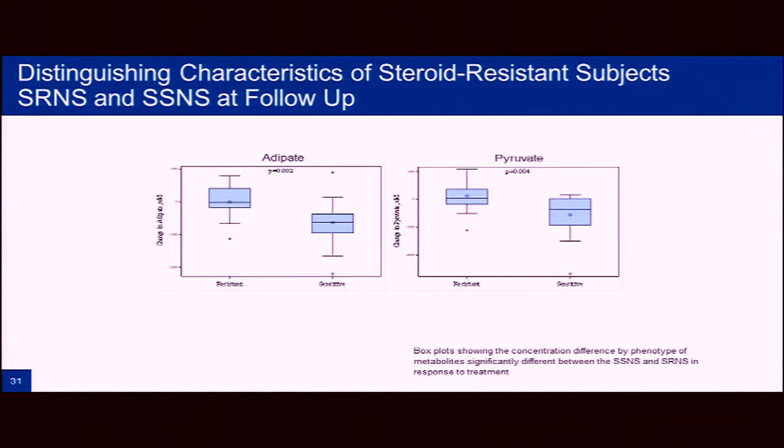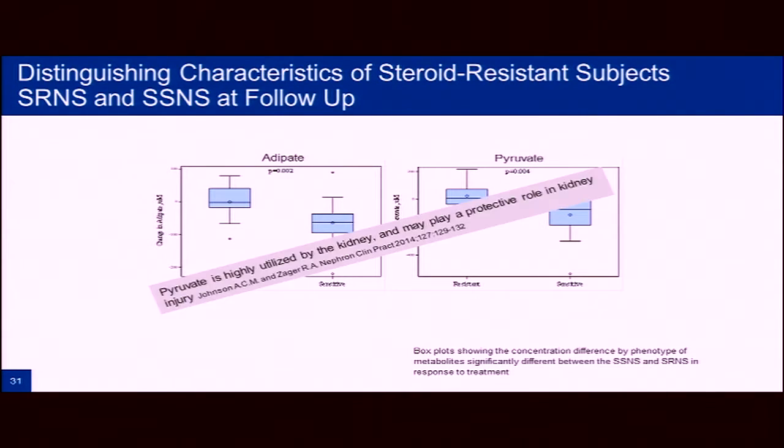If we look at what changed over the course of treatment, we see this big change in adipate that also correlates with other parts of the spectrum that I can't fit related to lipids. And we see a change in pyruvate between the two patients. Pyruvate is highly utilized by the kidney and may play a protective role during kidney injury. So I think this is a really interesting pathway to look at moving forward in these patients.